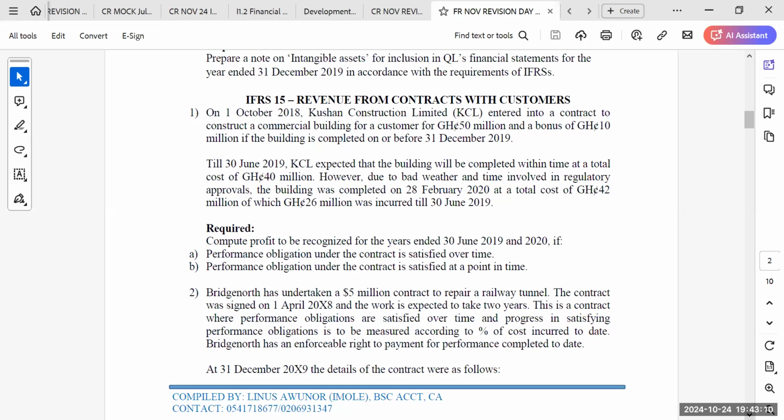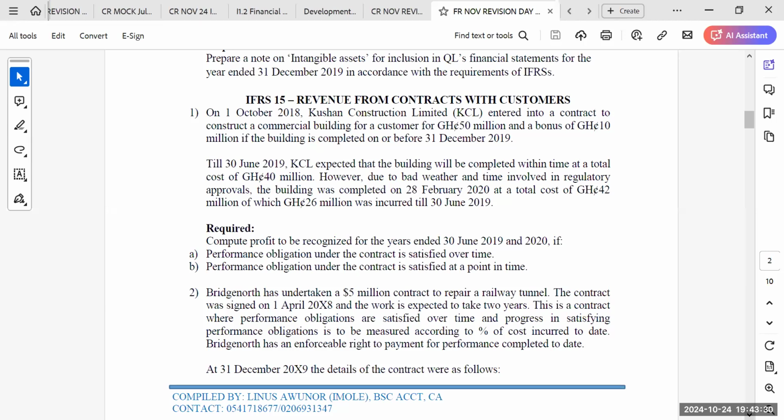So we measure progress at every point in time. Okay. And so this one, what are you going to be doing? Based on the information given to you right now, what method are you going to be using to measure the progress? Since they are giving us a hint on the cost incurred, we use the input method.